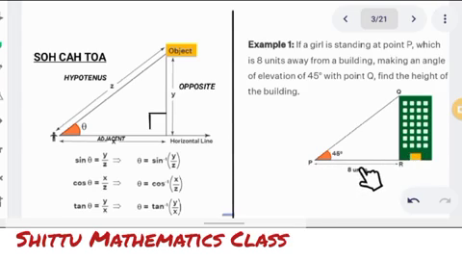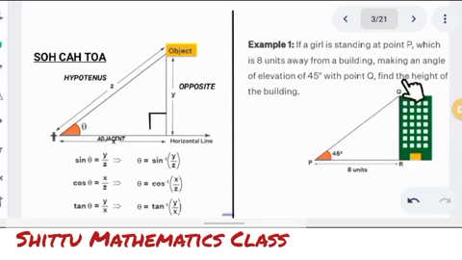Are you getting this 8 units? Are you getting it now? Making an angle of elevation of 45 degrees. Definitely, this is the top of the building, and the girl is standing, maybe observing something here. You can see that the angle it makes is the angle of elevation, that is 45 degrees.